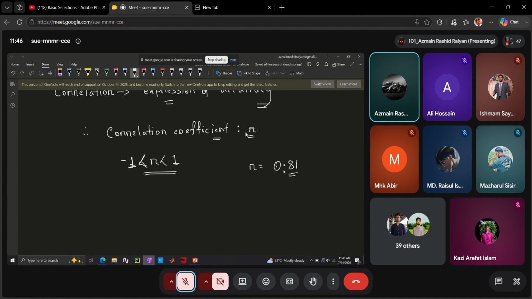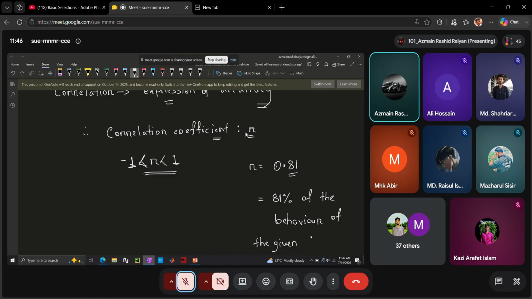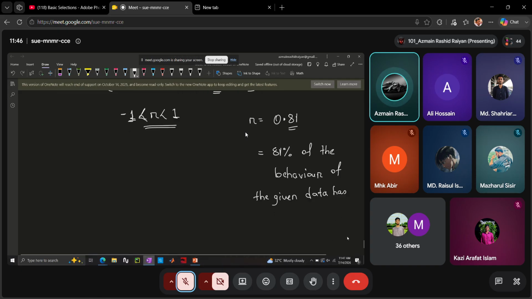Since it is 0.81, it means 81% of the behavior of the given data has been captured.